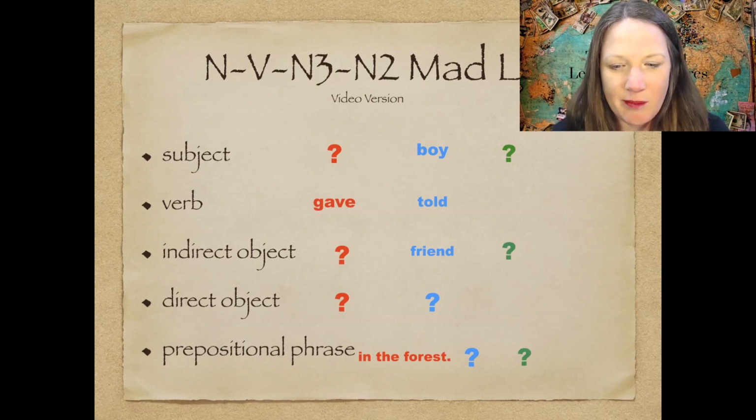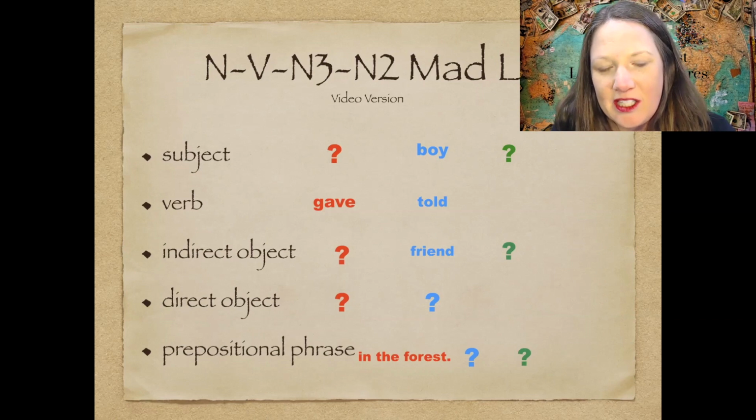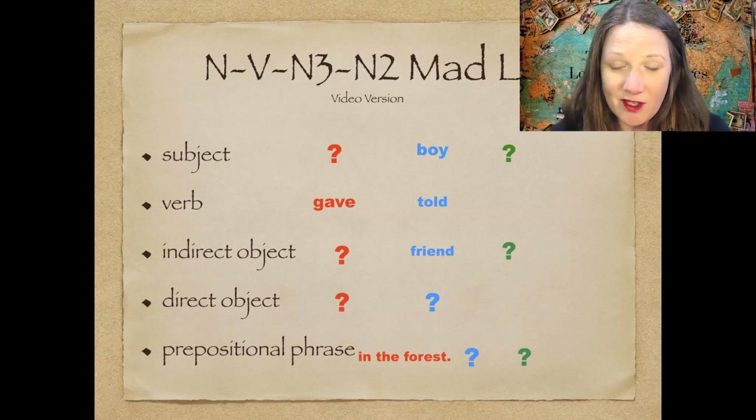All right, three questions. Subject, indirect object, prepositional phrase. I want you to pause if you don't have anything. Cat.